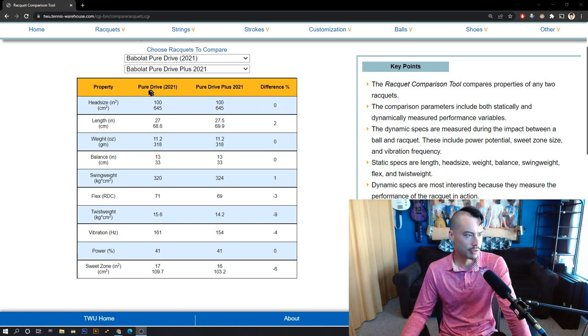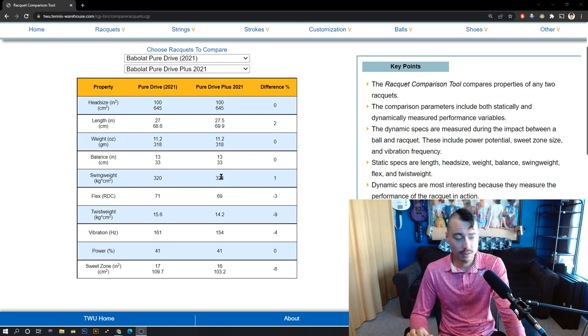The 2021 Pure Drive on this row. And is this a column or a row? Whatever. We have 320 for the swing weight here on the Pure Drive regular length. And it's 324 on the Pure Drive Plus. That's kind of a small difference.